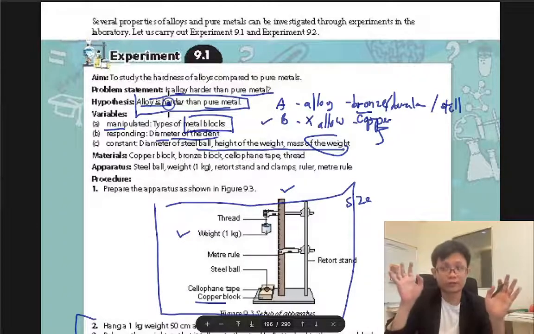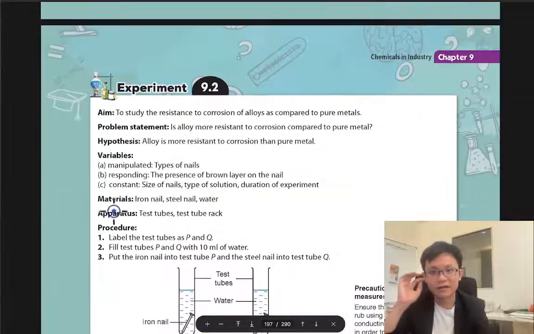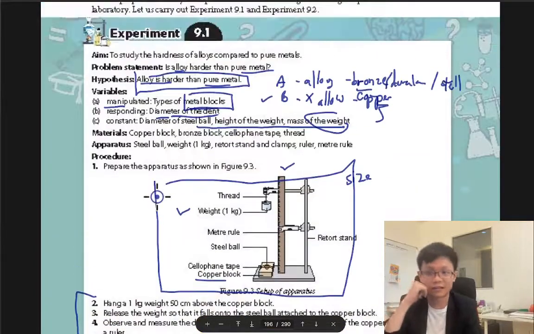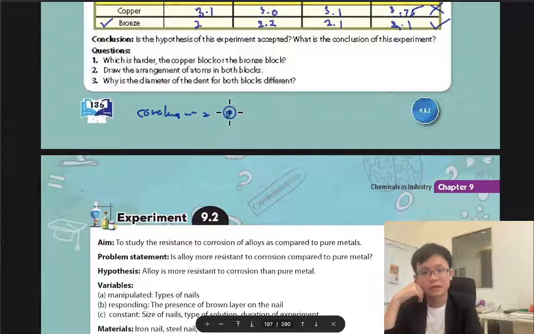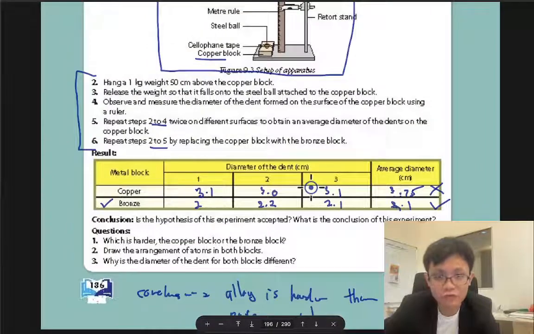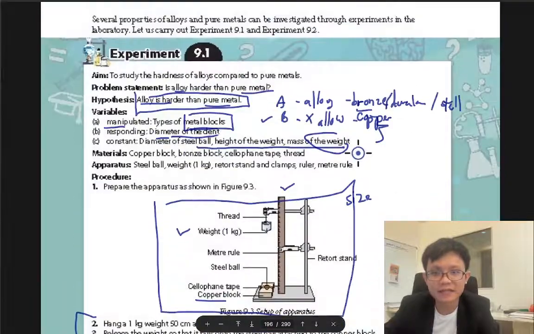So now I have already proved it to you. Now I give you the conclusion. Here didn't write. What's the conclusion? The conclusion is I copy back the hypothesis. That's why they always say the conclusion copies back the hypothesis. Alloy is harder than pure metal. Okay or not? So this is how you do the experiment. Basically that is the way you do the experiment.